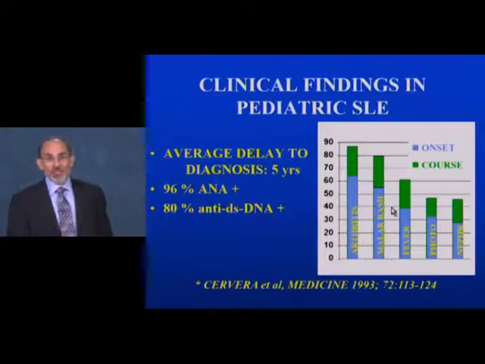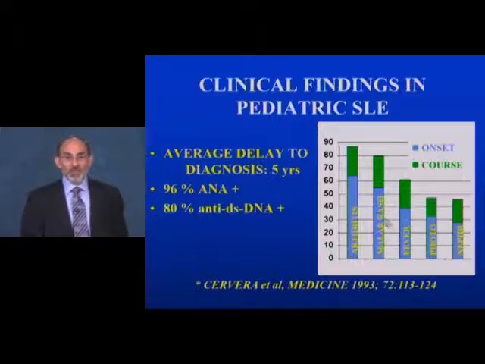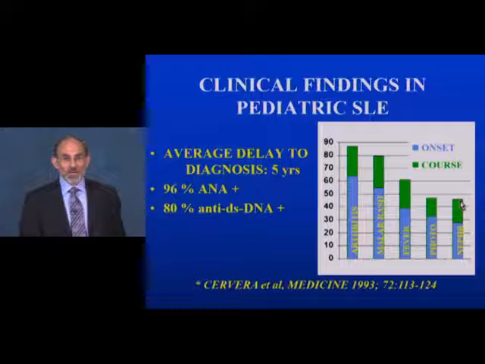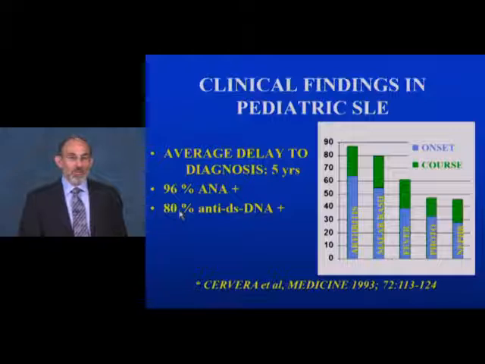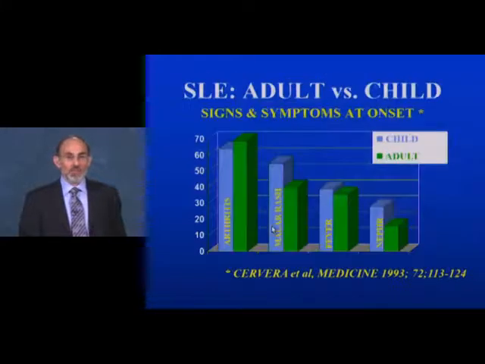And in children, the presentation is typically with arthritis and a malar rash. And although they only have nephritis at the beginning about a third of the time, it rapidly goes up to 50% during the course. They're almost always ANA positive. It is very unlikely that a child has lupus if the ANA is negative, and almost as likely to not be lupus if the double-stranded DNA is negative.